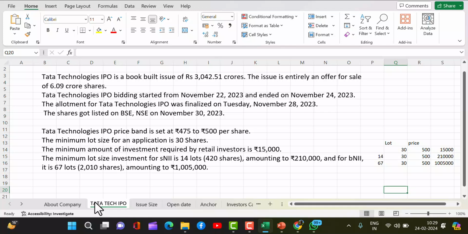You know what it says whether they have complied or not. Of course, they might have complied. That's why, you know, it's between 475 to 500. Now, this is important.